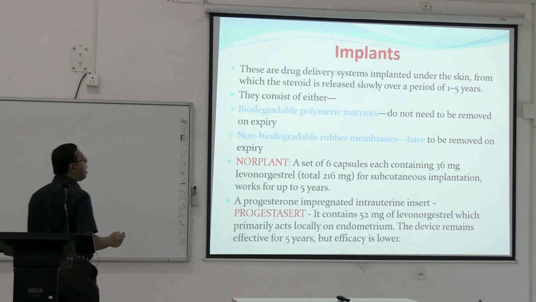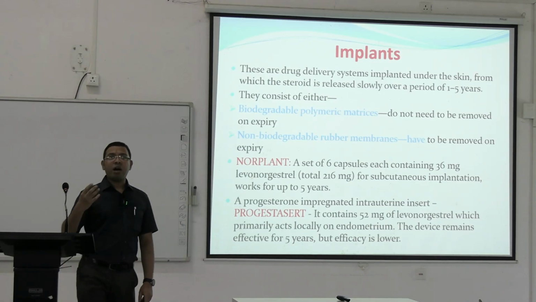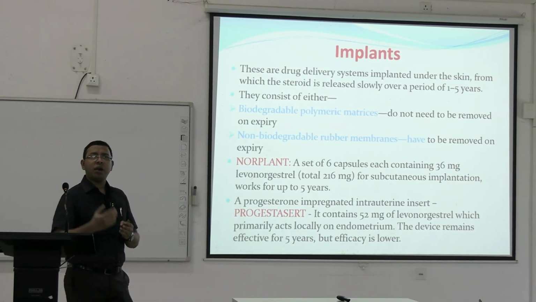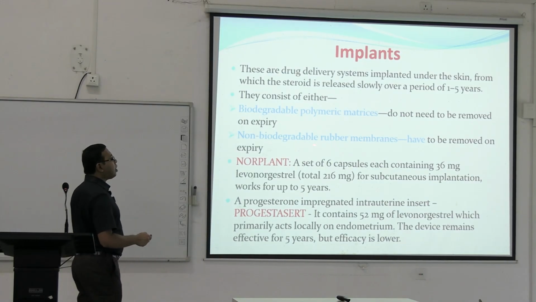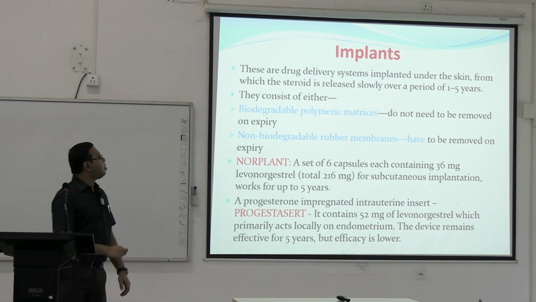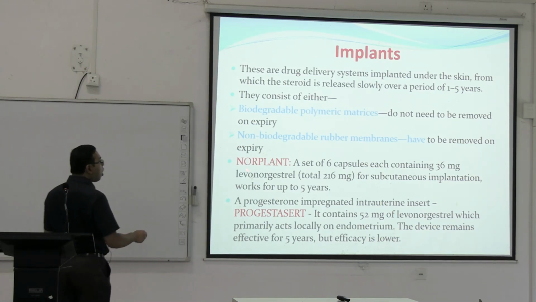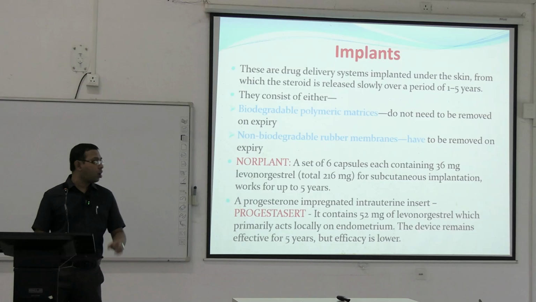Implants, there are some implants. These are drug delivery systems. When we read about drug delivery systems, there are implants from which there is slow release of the drugs, such as biodegradable polymeric matrices and non-biodegradable rubber membranes. This can be used as a contraceptive device. The steroid is released slowly over a period of 1 to 5 years. The examples are Norplant and Progestasert. Remember the names Norplant and Progestasert.